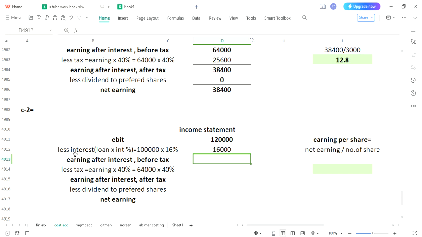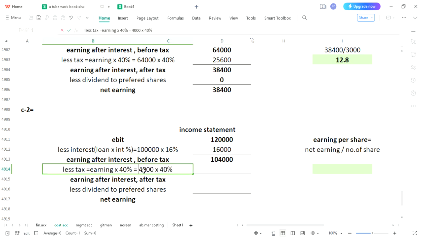Simply you will subtract interest from EBIT. EBIT is 120,000, and you will subtract the amount of interest on the loan, 16,000. You have got your earning after interest. Now tax would be calculated, for which you need the earning after interest, which is 104,000. So simply you will calculate 40% on the earning after interest.